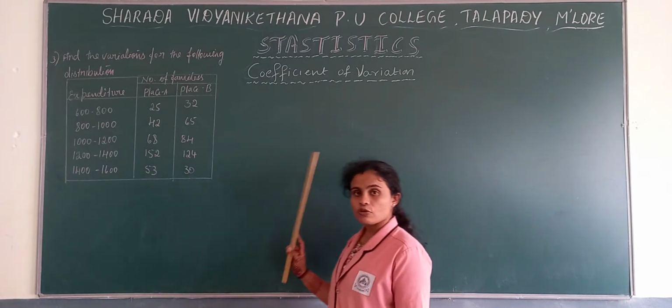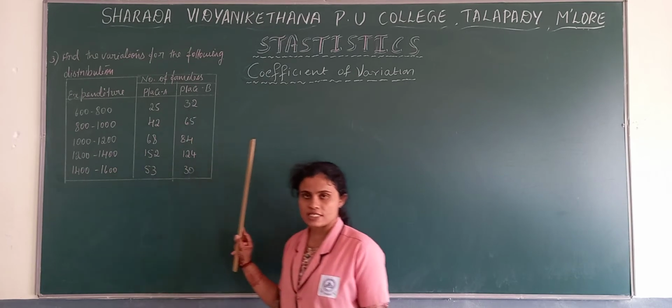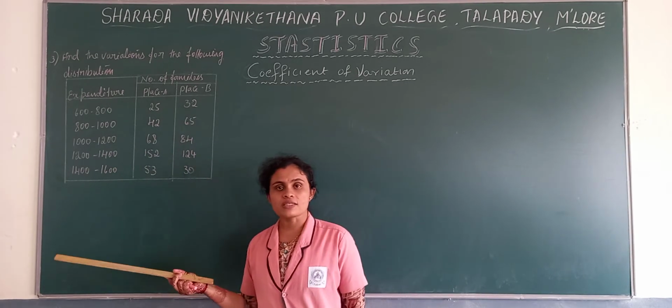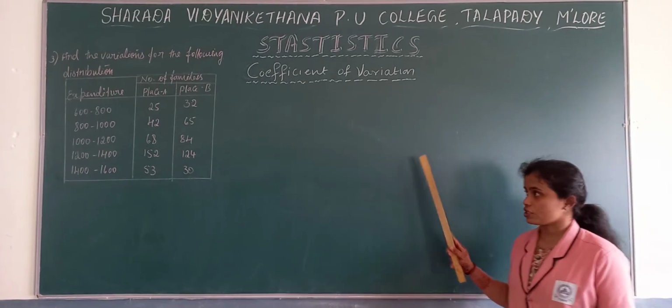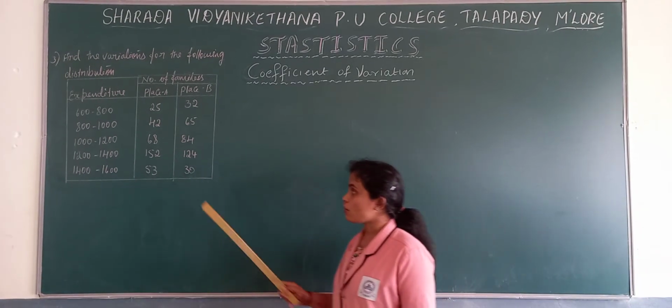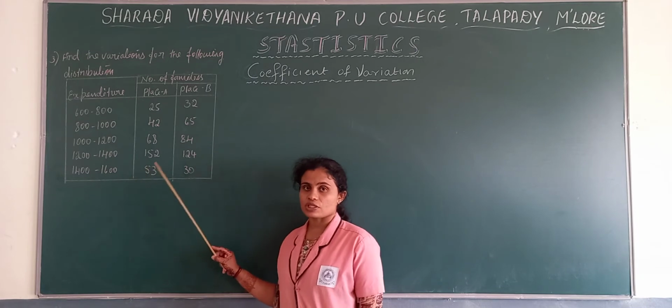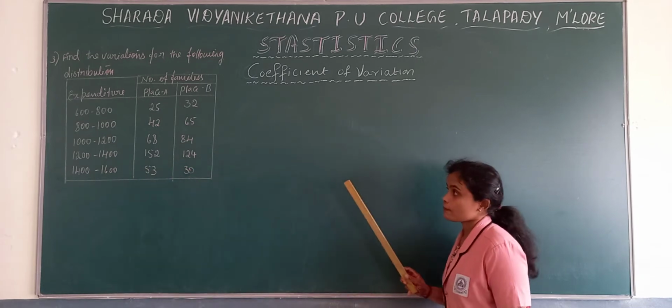There is no difference in the coefficient of variation formula, it remains as it is, but you may get differences in the formulas of arithmetic mean as well as standard deviation. So here you need to apply the formulas of arithmetic mean and standard deviation for continuous series.